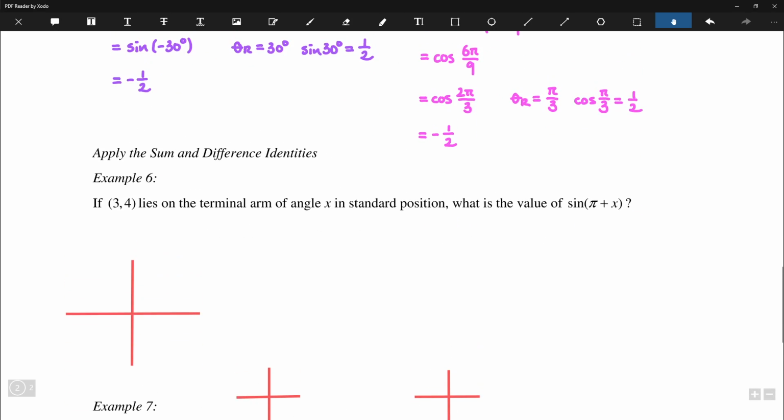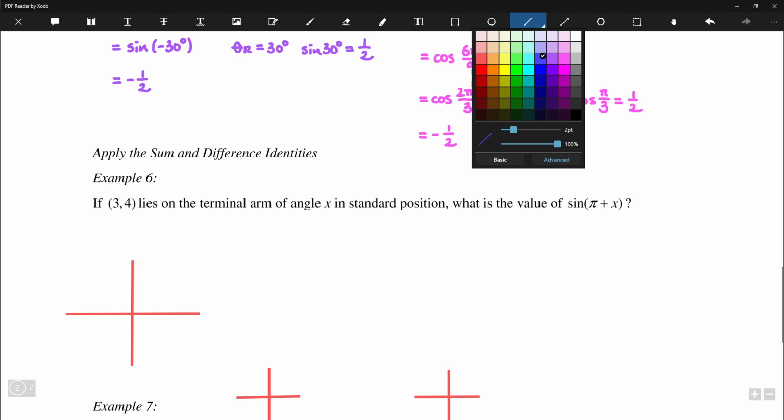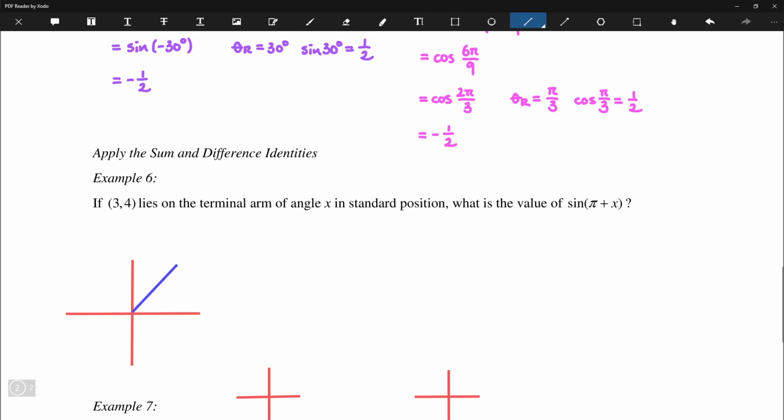So it says here the point (3, 4) is on the terminal arm of angle x in standard position. Then what is the value of sine of pi plus x? So the first thing we're going to do here is draw the point. So let's look at it. Here is (3, 4).